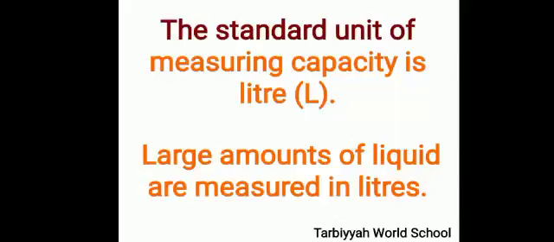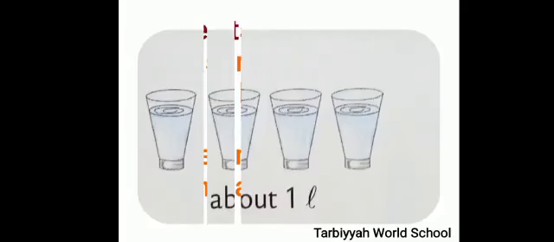Now see, the standard unit of measuring capacity is the liter. When a large amount of liquid is measured, large amounts of liquid are measured in liters. See, there are 4 glasses of water and it is about 1 liter. So it is a large amount of water. So this we have to measure in 1 liter, means liter.